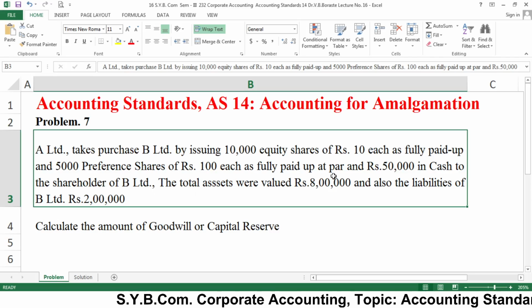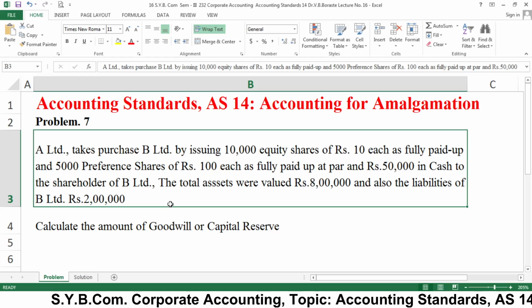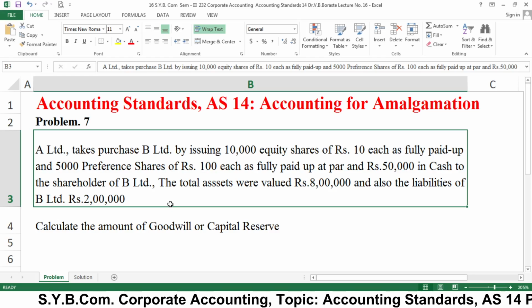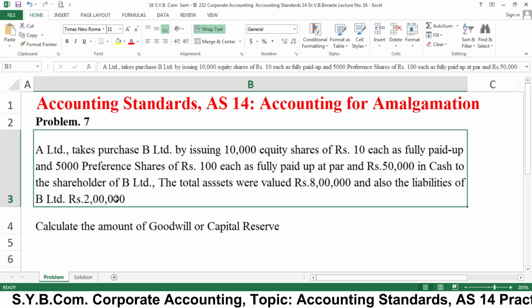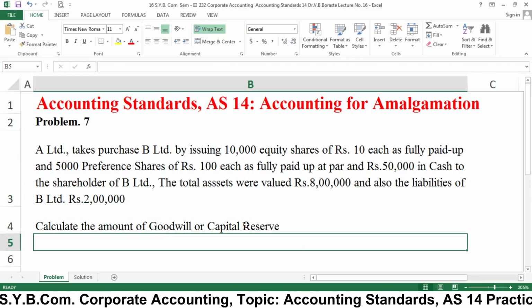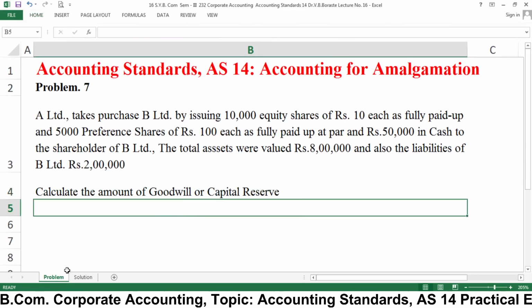Then what is given? The total assets were valued at rupees 8 lakh, and also the liabilities of rupees 2 lakh. So the assets taken over is 8 lakh and liabilities taken over is 2 lakh. So that means PC will be 6 lakhs. Is it easy? So 8 lakh assets taken over minus 2 lakh liabilities taken over. Calculate the amount of goodwill. So we are going to calculate the amount of goodwill.